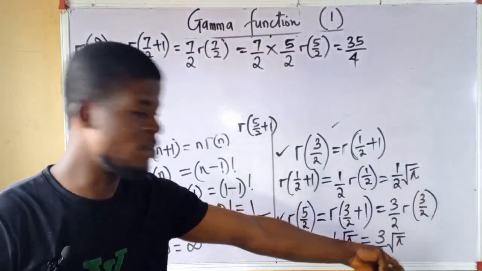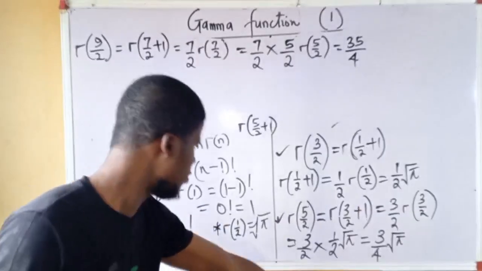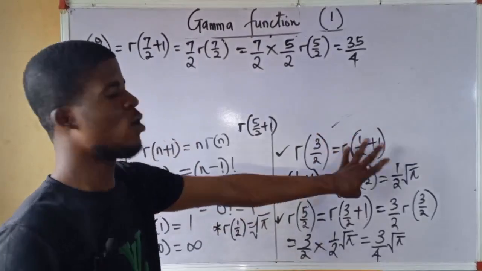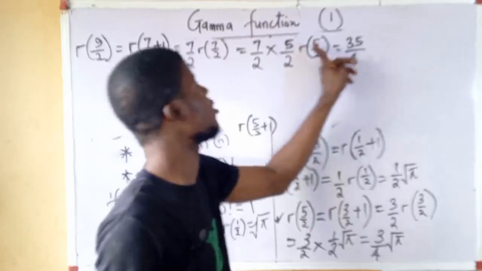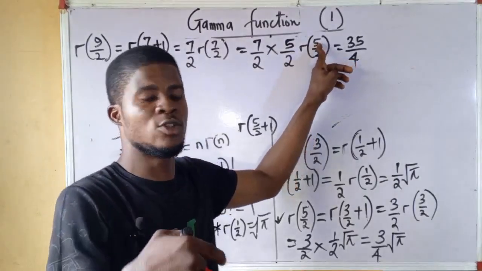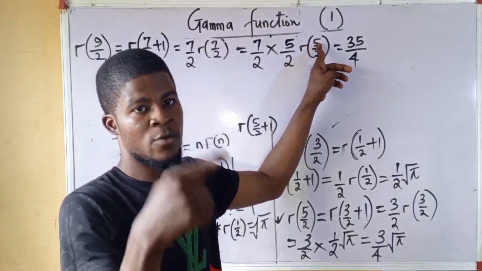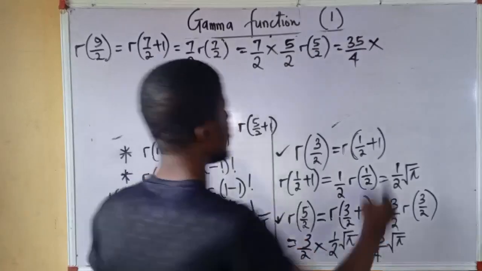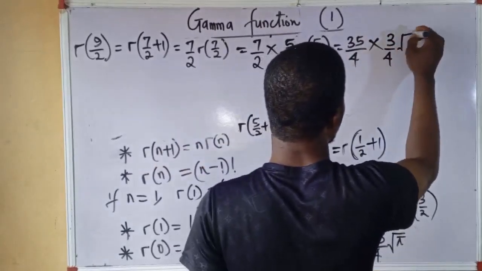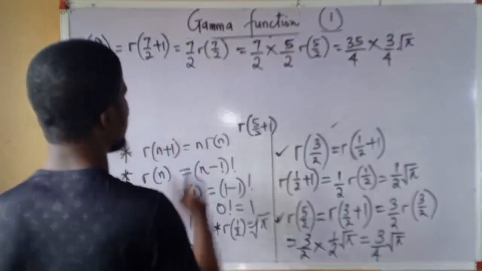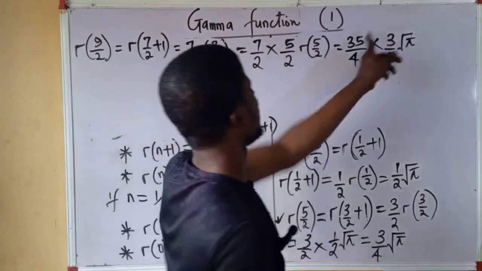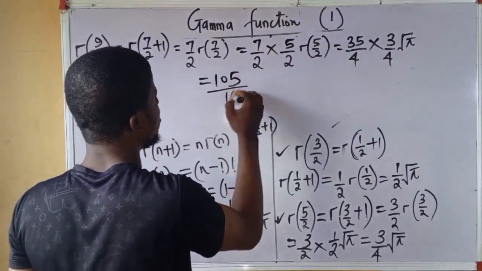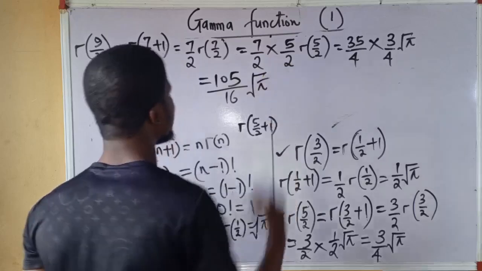So let me not just proceed. If we had not solved for gamma of 5 over 2, we only know gamma of 1 over 2. We will keep going until we get to gamma of 1 over 2 and then substitute root pi for it. You get the point now. So this is simply times 3 over 4 root pi. What would that give me? 35 times 3, this is 15, take away 1, 9 plus that one is 10. 105 over 16 into the square root of pi.